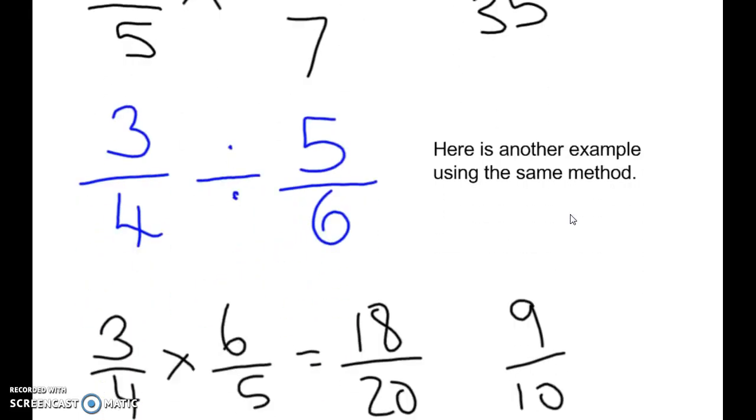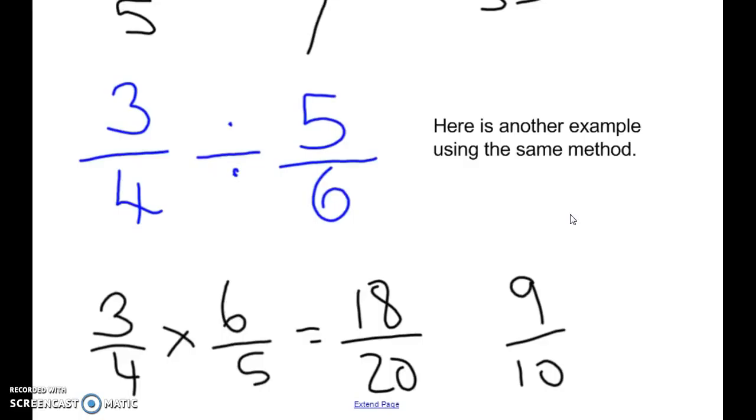Okay, kept the 3/4, flipped the 5/6 to be 6/5, and then turned it into a multiplication and got 18/20. That can be simplified, dividing top and bottom by 2 to get 9/10, which is my final answer.